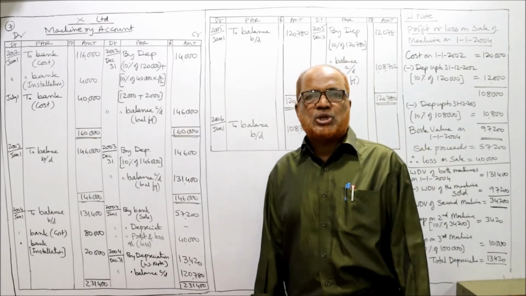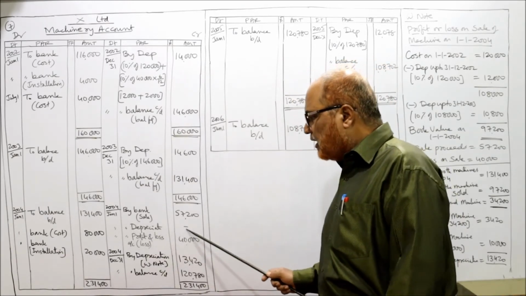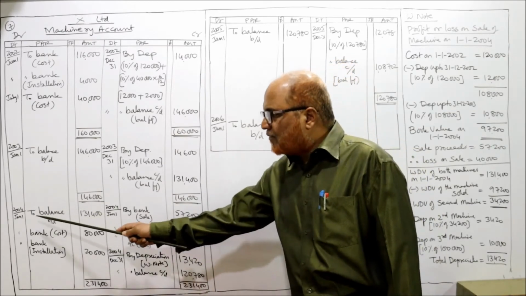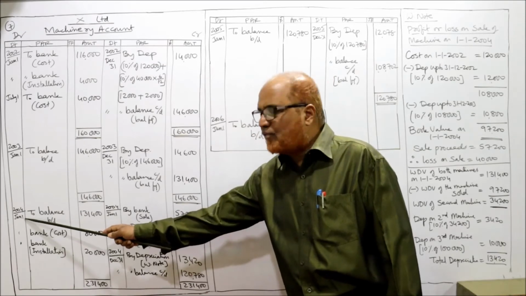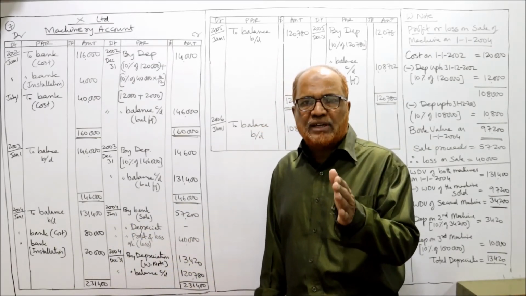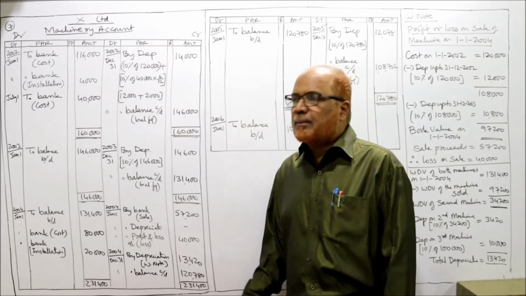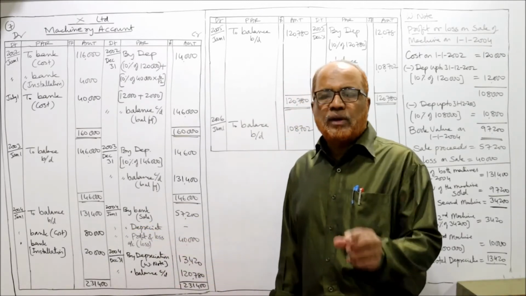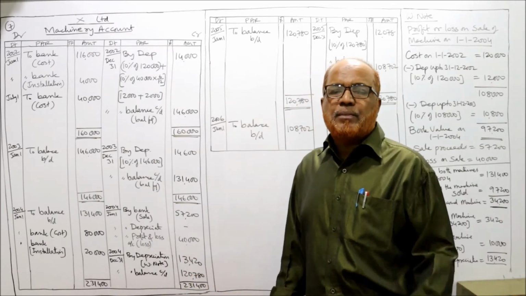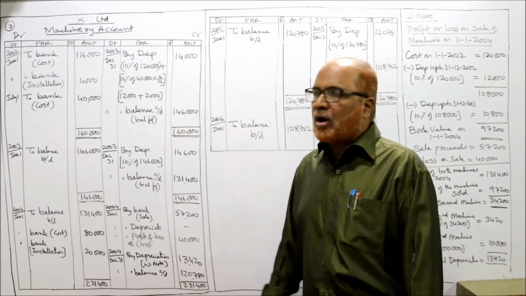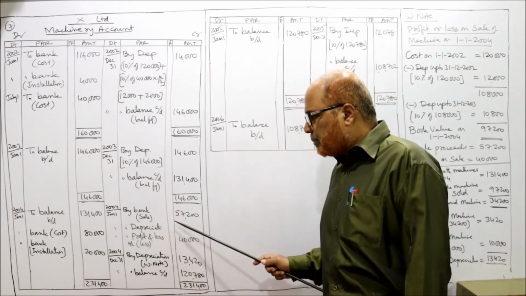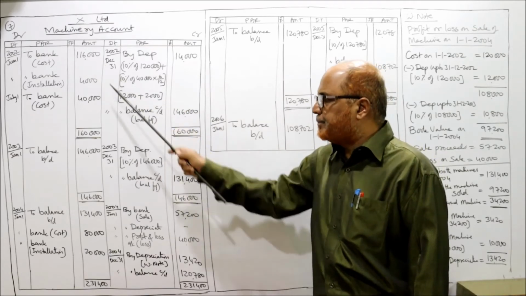Second entry will be depreciation. By depreciation, nil. There is no depreciation during this year because on 1st January 2004 itself it is sold. On the first day of the year only it was sold. That means during the year 2004, the machine is not working. The machine has not been worked. On 1st January itself the machine is sold. So no depreciation for that machine which is sold away.